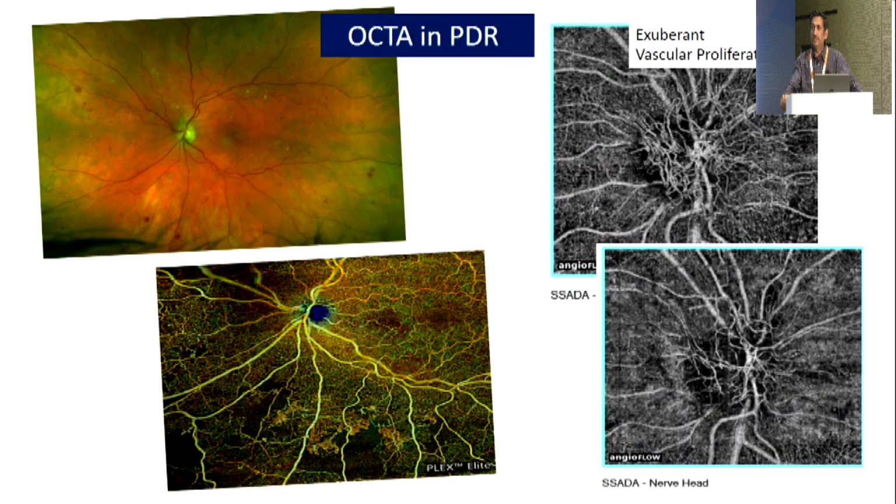The other is that it's very good at picking up new vessels. Sometimes there is a confusion whether it's an IRMA or an NVE. OCTA picks up the neovascularization in a very good way, and it's very good for follow-up also. You can see here there's a large exuberant vascular proliferation with small capillaries, and post-laser, it has come down.